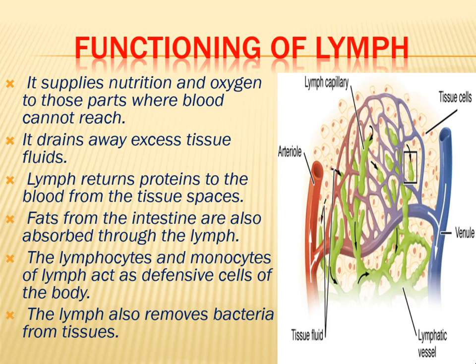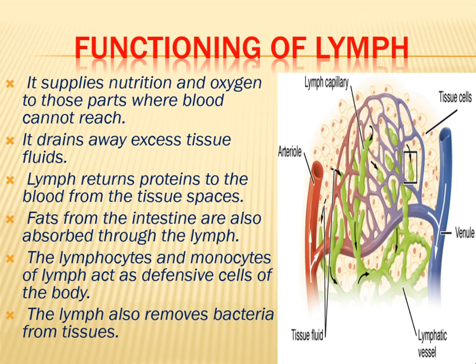Now fats from the intestine are also absorbed through the lymph itself. Nutrients released from the small intestine are absorbed by blood, but the fats produced from the intestine are absorbed through the lymph.